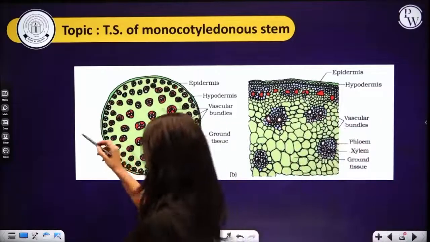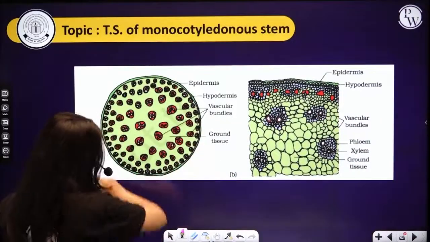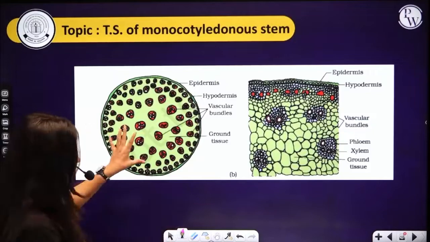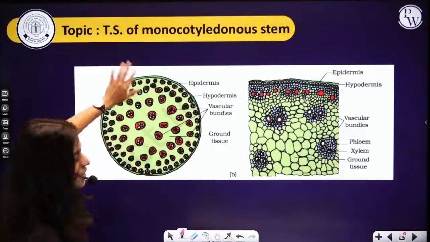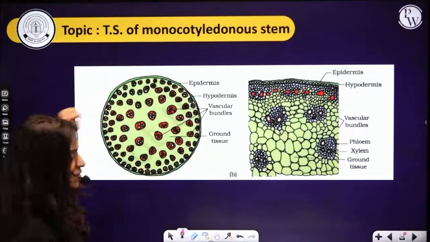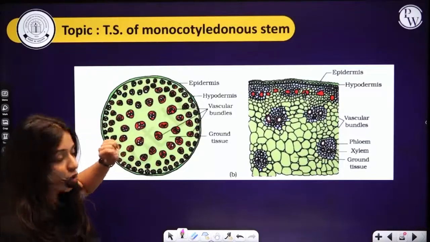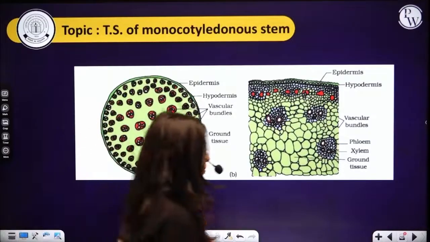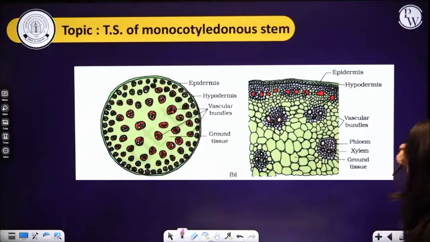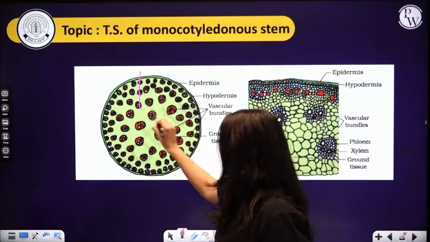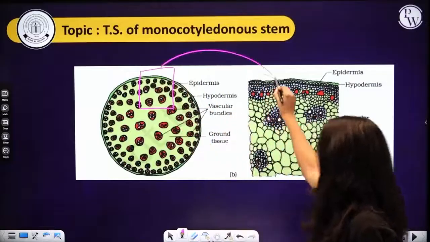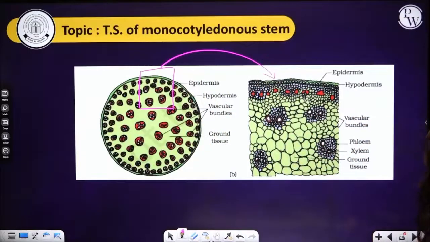Alright, now let's move on and talk about the monocot stem. Monocot stem, if you take a section, it will appear circular like this. As you can see here, the vascular bundles are scattered, right? So that is the characteristic feature of monocot stems. The vascular bundles will be scattered here. Now let's focus on just this one portion of the TS of monocot stem.